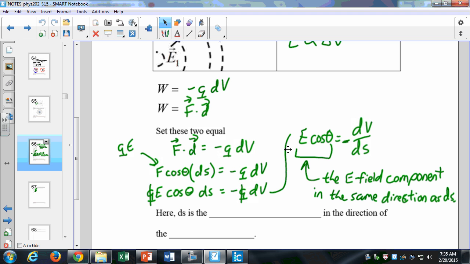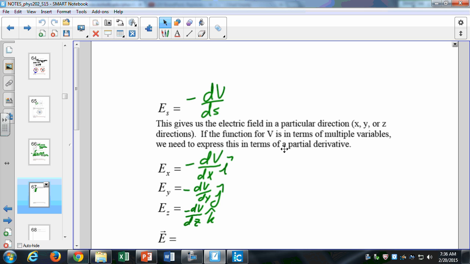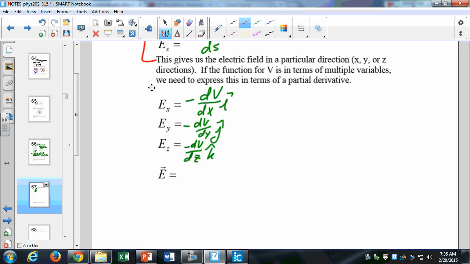Where the electric field comes about, this E cosine theta comes from our F dot V, because our force and our displacement have to be in the same direction. So we came up with this expression that the electric field in a particular direction is the negative of the derivative of the potential with respect to whatever that direction is. And so we get this Ex, Ey, and Ez.